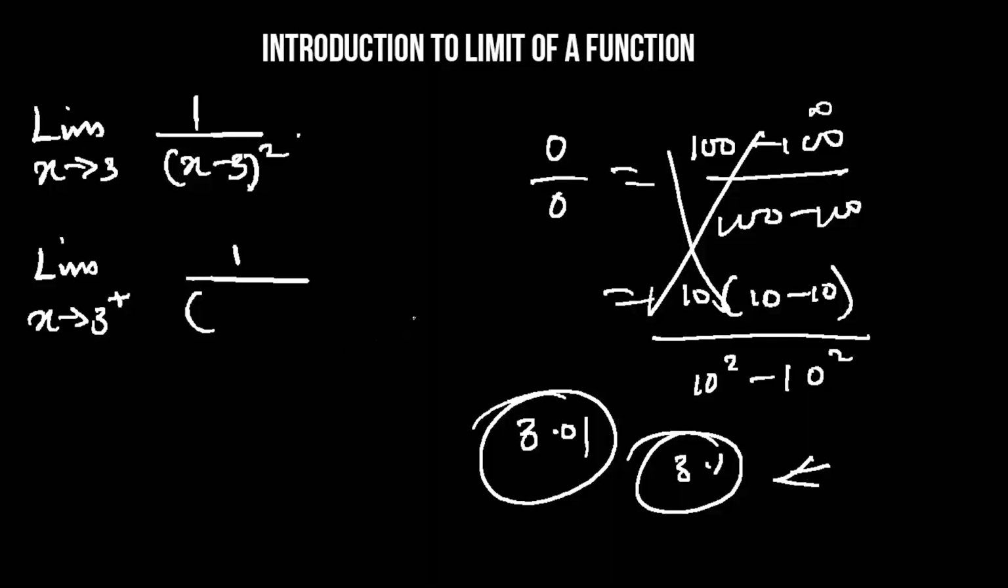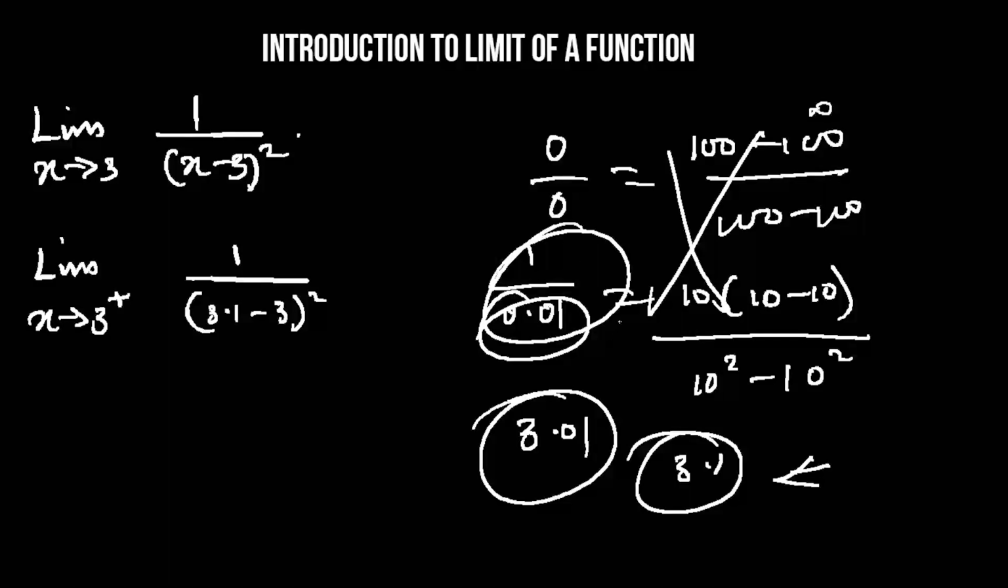So if that should be the case, I can just say the value of this is going to be 3.1 minus 3 all square. And obviously, when you say 3.1 minus 3, that's going to give us 0.1, right? 0.1 square will give you 0.01. By the time you say 1 divided by 0.01, this is very small. That means the answer will also be what? Infinity, but it's going to be positive infinity. So this is positive infinity, right?